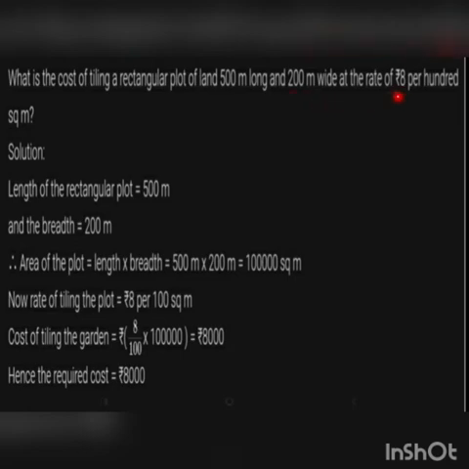Rupees 8 per 100 square meter. Not 1 meter square but per 100 meter square. So now the rate of tiling the plot is rupees 8 per 100 meter square. So for 1 meter square it will be 8 by 100. So the cost of tiling the garden, for 1 meter it will be 8 by 100 into 1 lakh, which costs rupees 8,000. You understood why we took here 8 by 100?